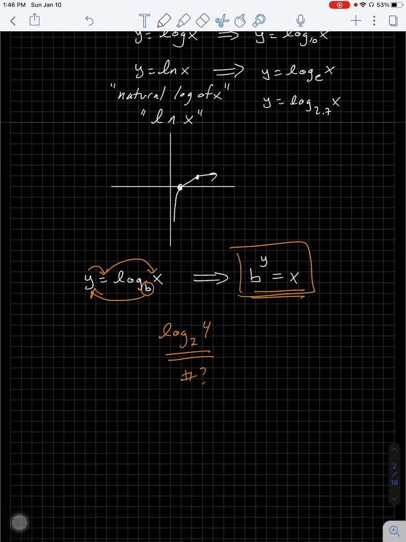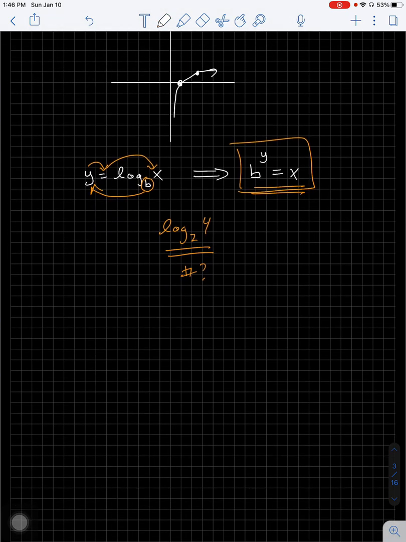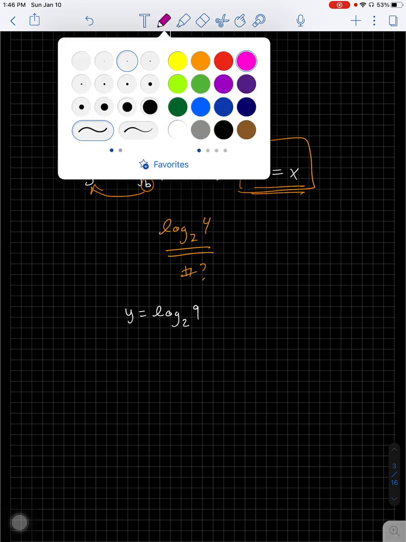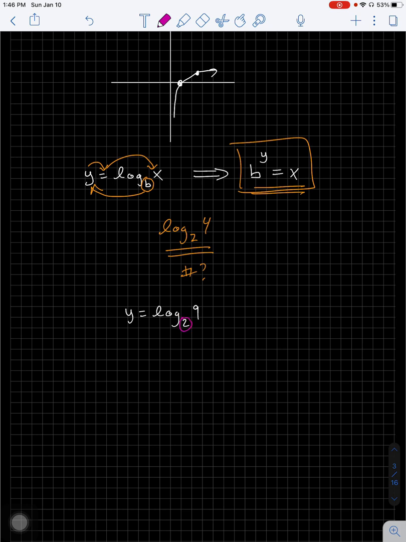Okay, so for example, let's say y equals log base 2 of 9. And I want to know what y is. So basically, what is log base 2 of 9 equal? I don't know in this form, but if I could rewrite it in an exponential form, I might be able to. So here we go. It's going to be 2 to the y equals 9.